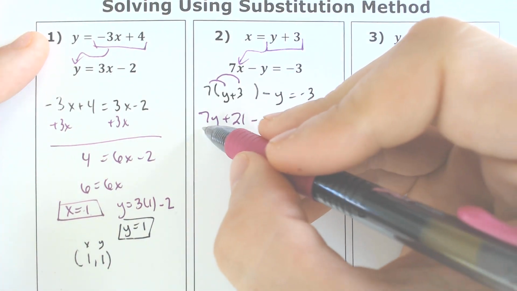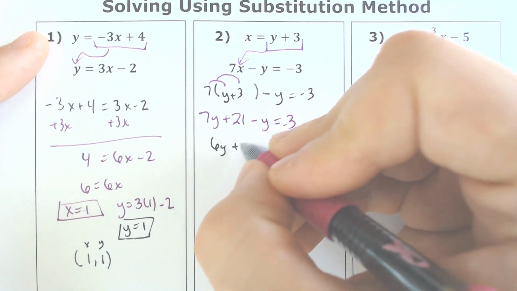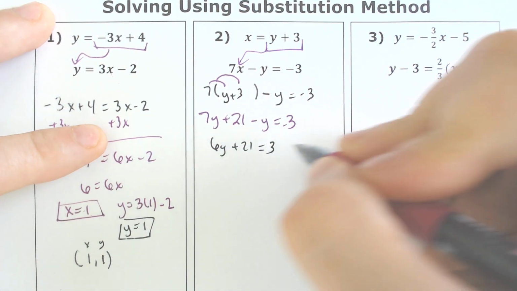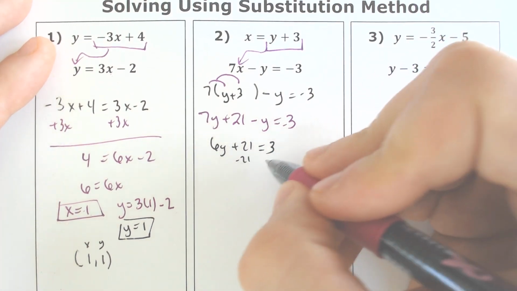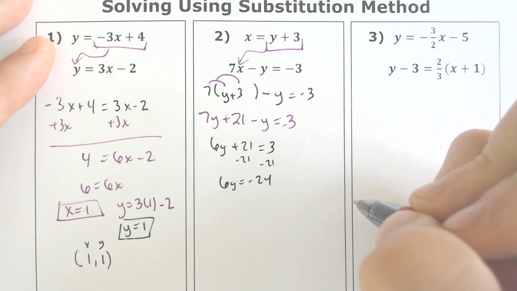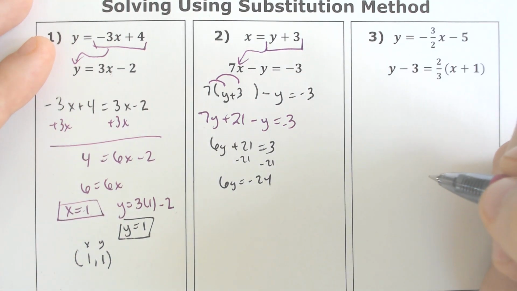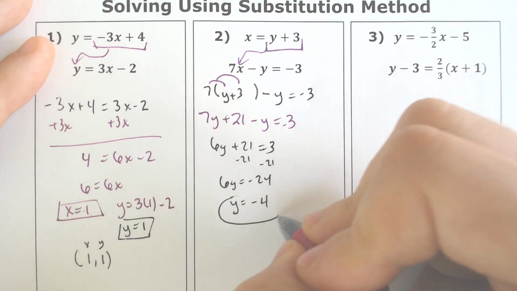Combine like terms, we got 7y and negative y. 7y minus y makes 6y. Plus 21 is equal to negative 3. Move the 21 over. If we subtract 21 from both sides, we end up with 6y is equal to negative 24. And when we divide, we get y is equal to negative 4.